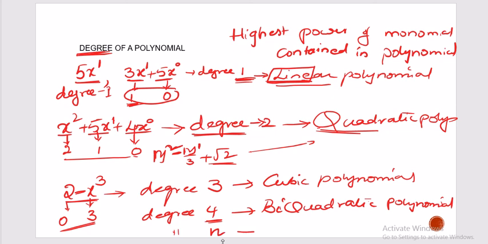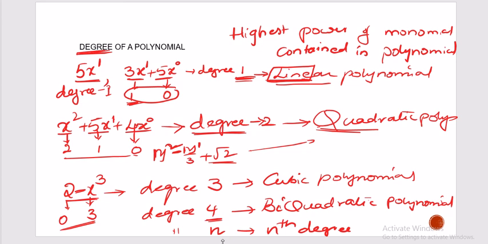suppose I have degree n, then I simply call it an nth degree polynomial. If I have degree 2020, then I call it a 2020th degree polynomial, right? Likewise, we can give any name based on the degree. If the degree is 5, it is a 5th degree polynomial. If the degree is 10, it is a 10th degree polynomial.